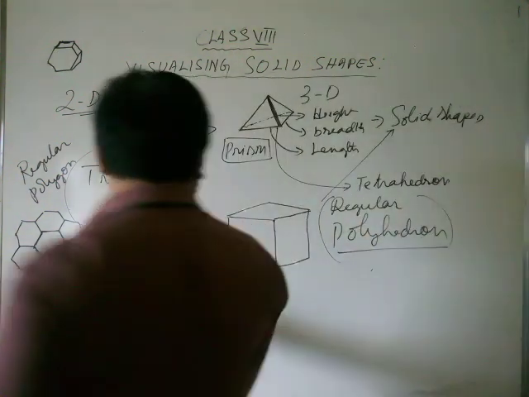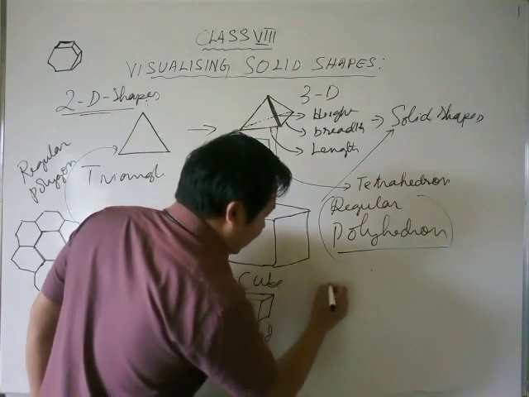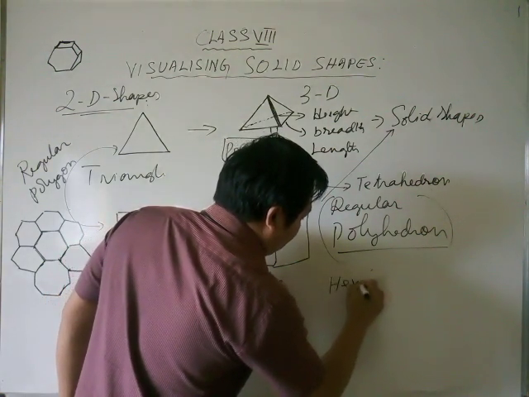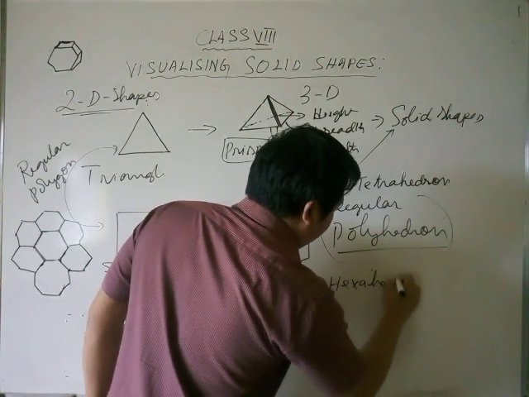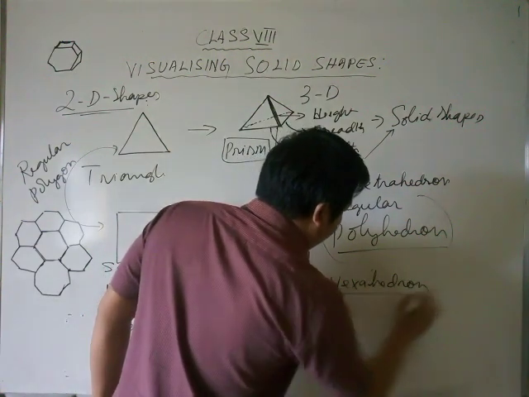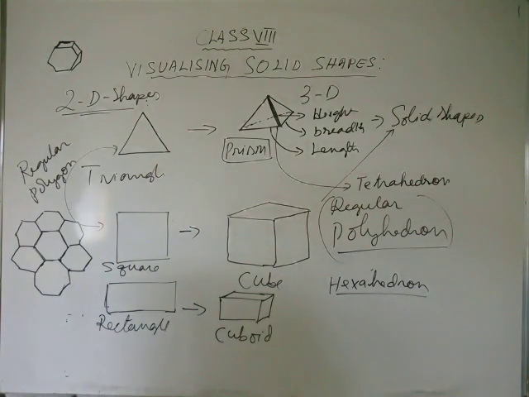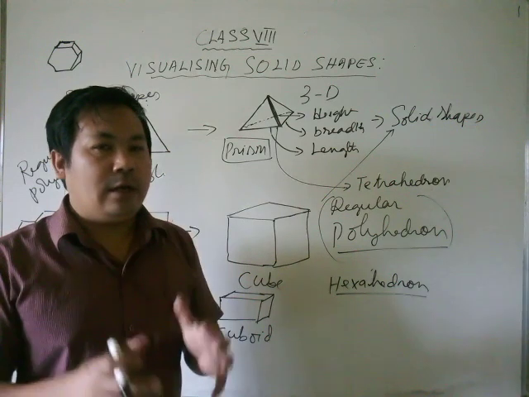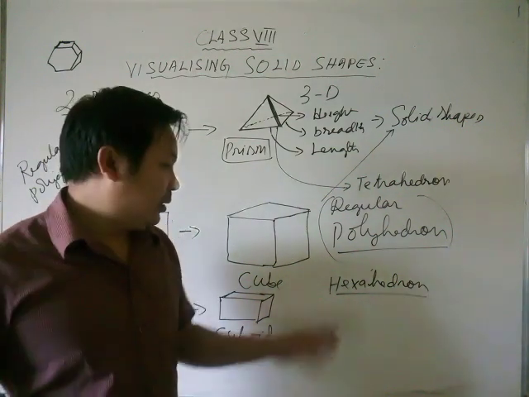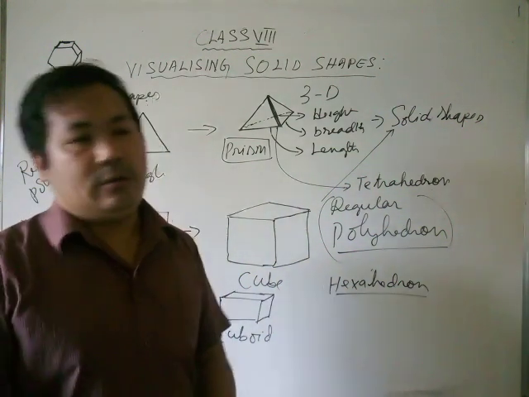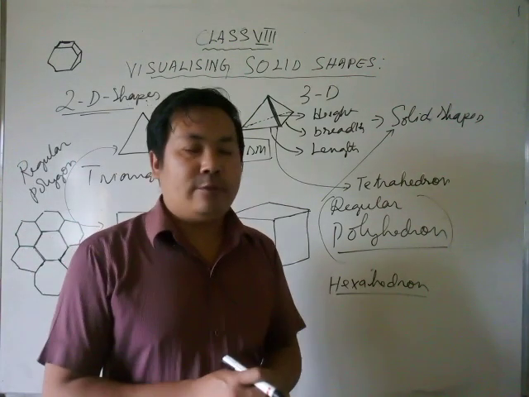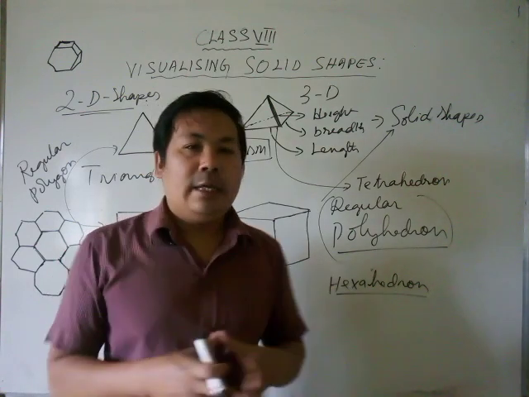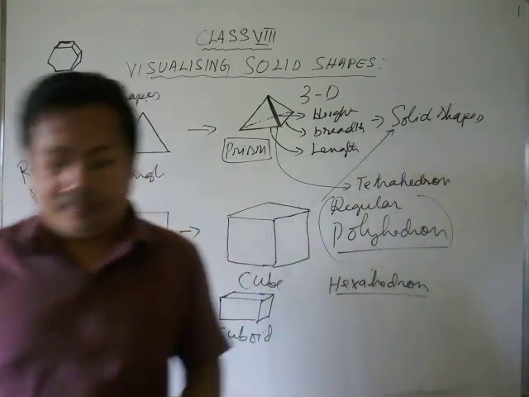is known as a hexahedron. Hexahedron means the 3D shape or the solid shape whose faces are regular hexagons. Hexahedron is the 3D shape or the solid shape having all hexagonal surfaces and also regular.